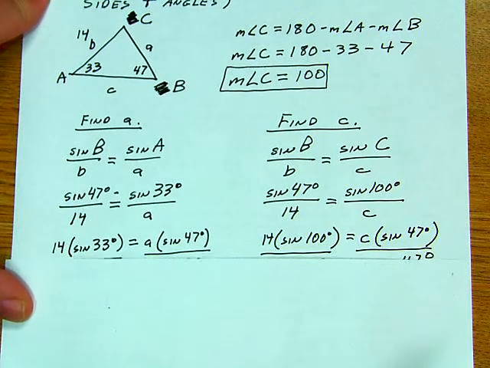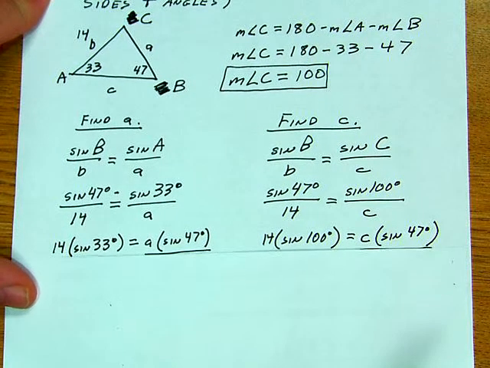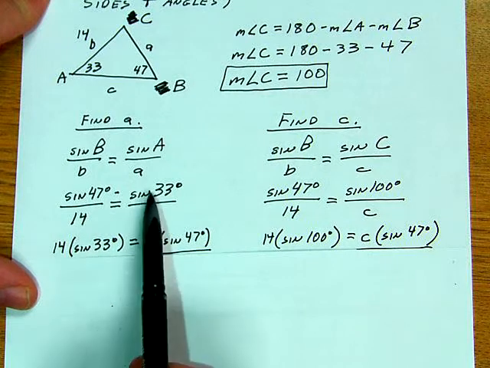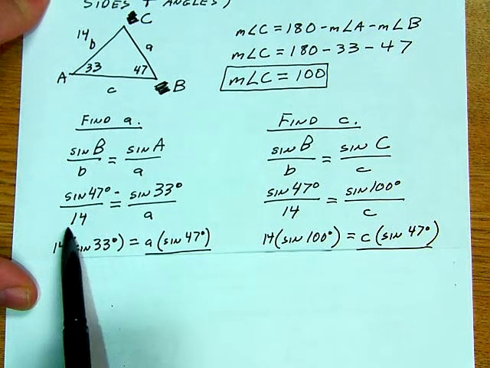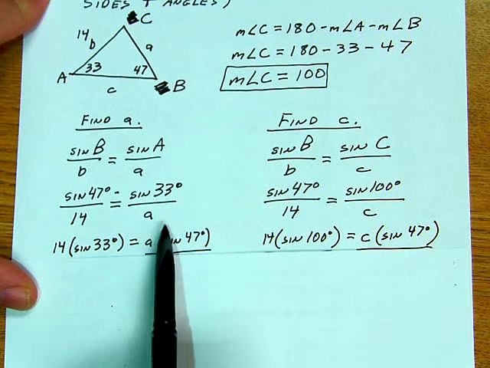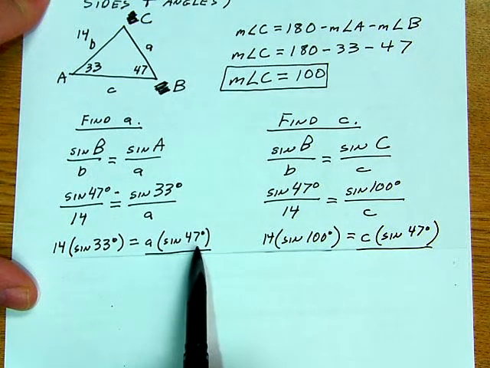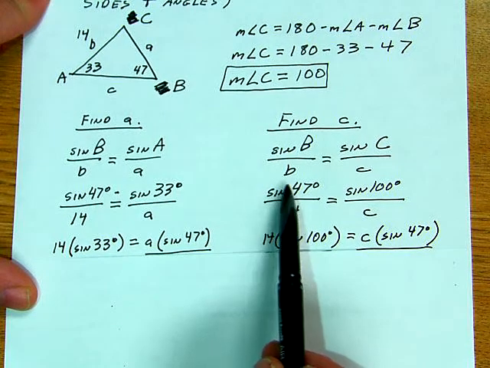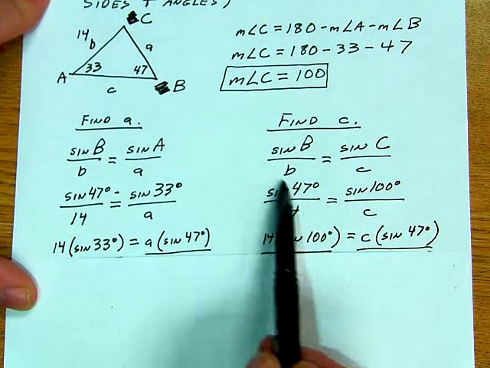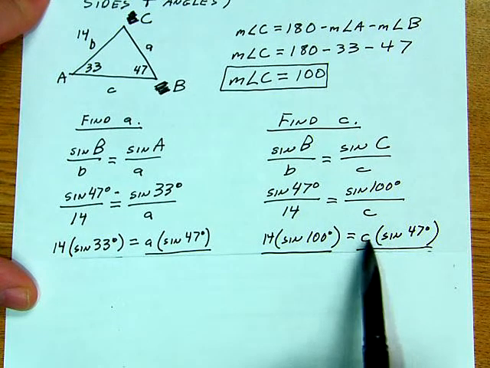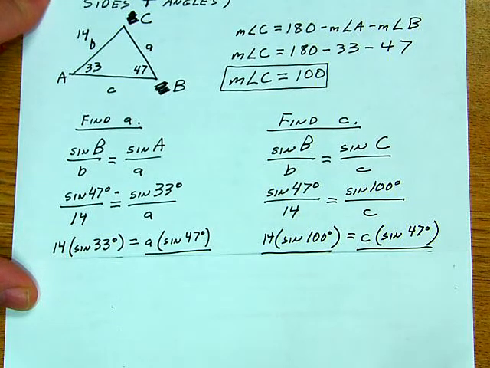Now we come down and do our cross multiplication, and when we're done, we get 14 times the sine of 33, multiplying this way. Multiplying this way, we get A times the sine of 47. Once again, we multiply this way, we get 14 times the sine of 100, and this way we get C times the sine of 47.